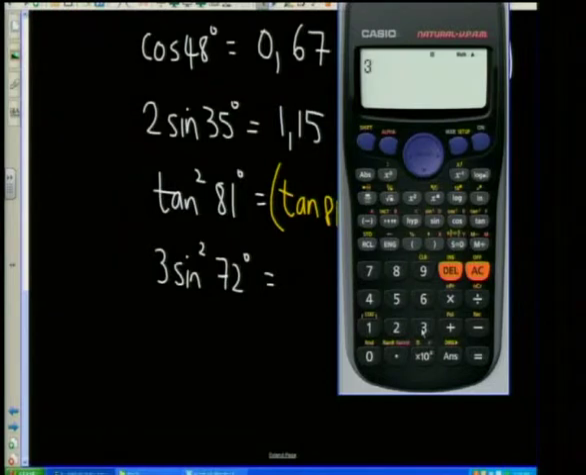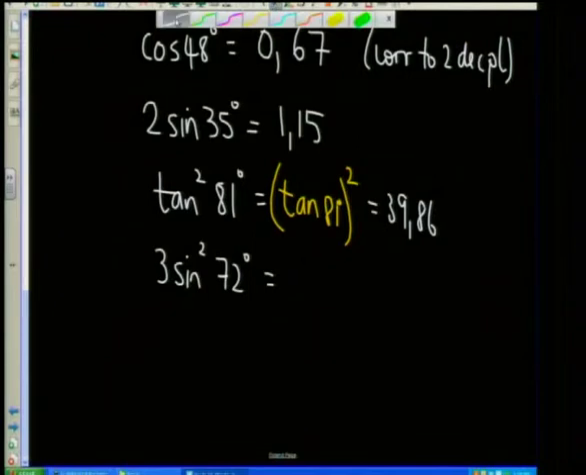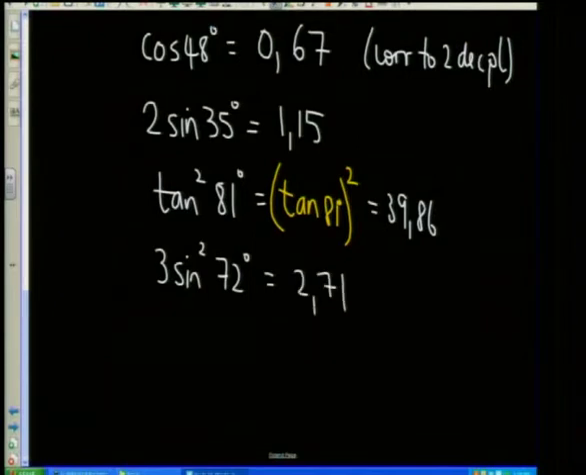3 times sine of 72, and then we want to square it. What does it give us? 2,71.